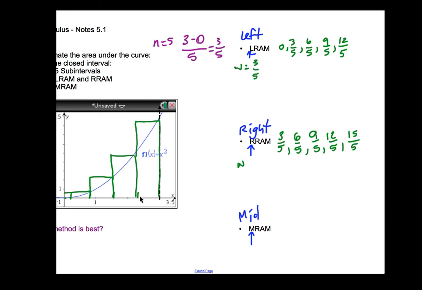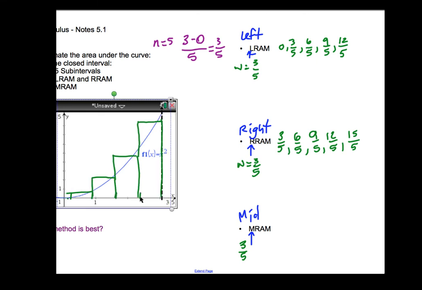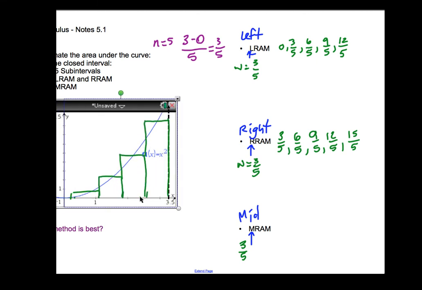So that's the base of my rectangle. And then on my midpoint, we're going to be right in the middle of these different partitions. And so we're just going to slide all these over, till we're right in the middle of the midpoint. It should be somewhere right around in here, it looks like.